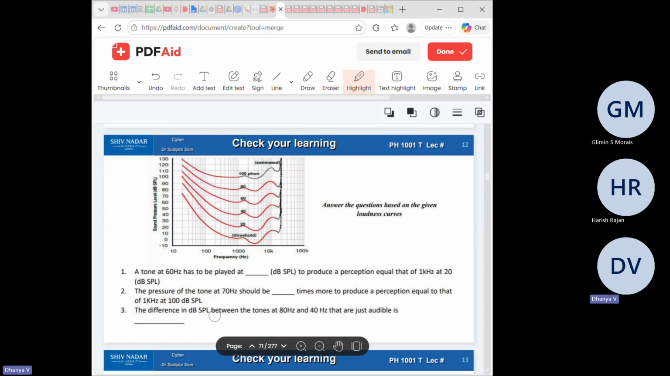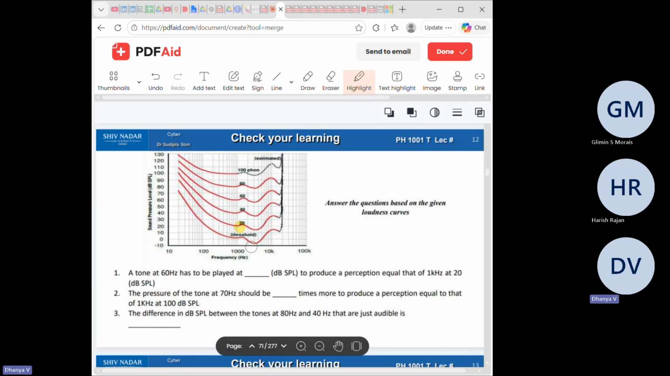Okay, so maybe we can look into this. A tone at 60 hertz has to be played at what decibel to produce the equal perception of that of 1 kilohertz at 20 decibel?